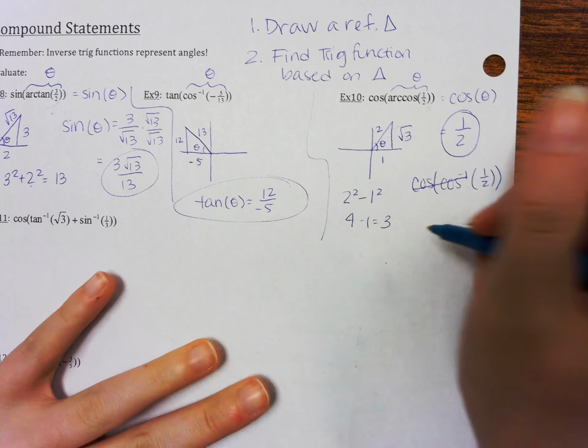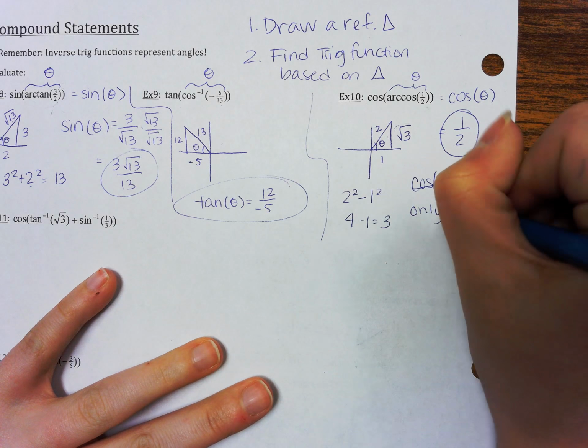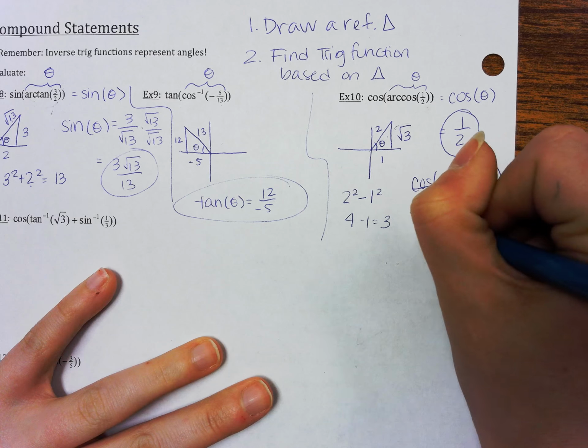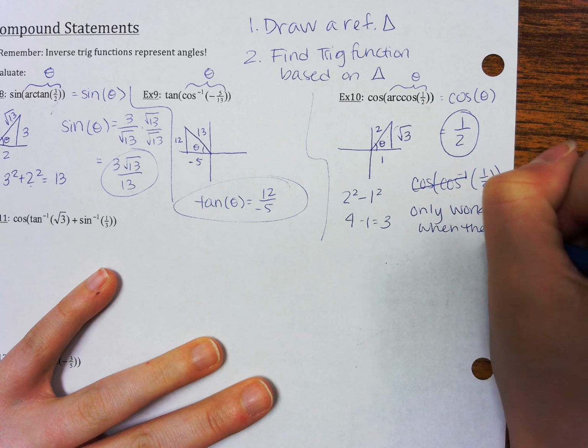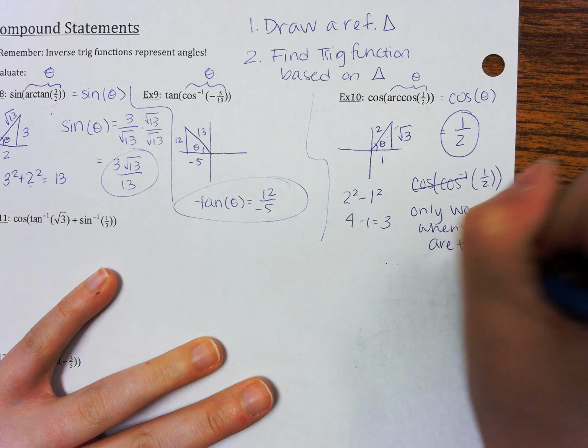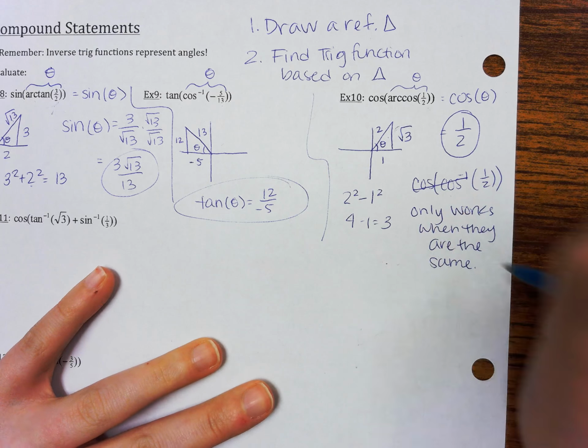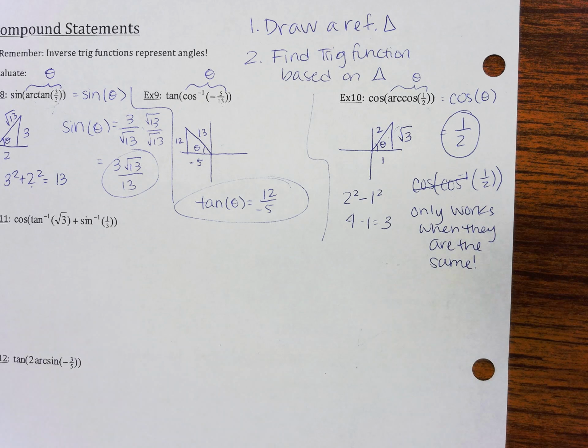Now this only works when they're the same. Don't try to cancel out cosine and secant. That does not work. But cosine and cosine inverse, those do work. Or cosine and arc cosine work. Same thing with like tangent and arctangent. That would also cancel out.